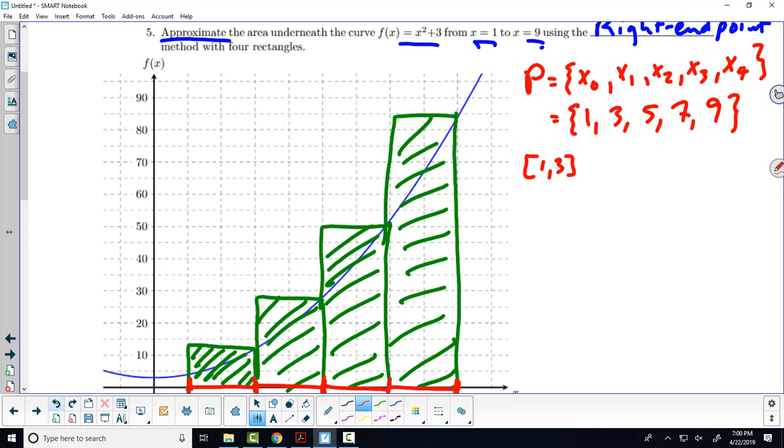The next interval goes from 3 to 5. The next interval goes from 5 to 7. And the last goes from 7 to 9. At this point, we have at no point introduced the idea of using a left endpoint method or a right endpoint method. The choice of intervals is independent of whatever method we're doing. Okay?